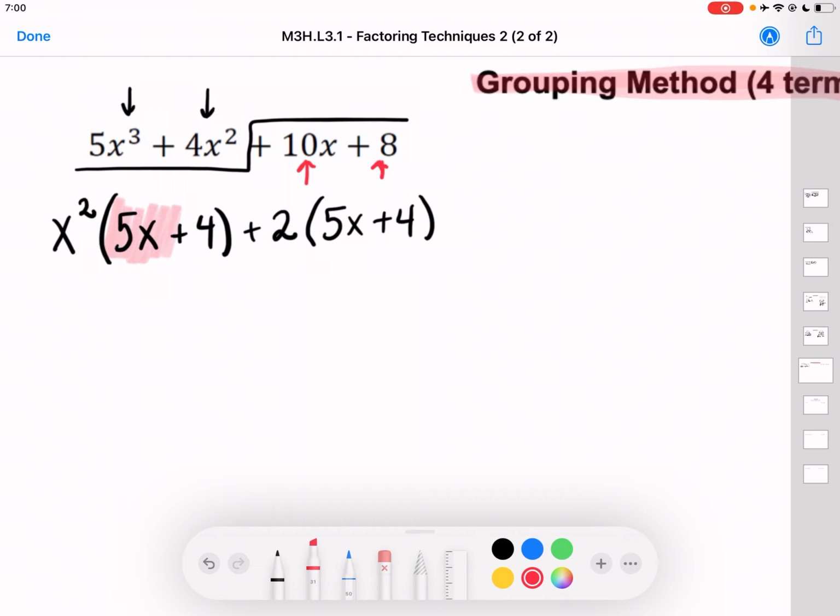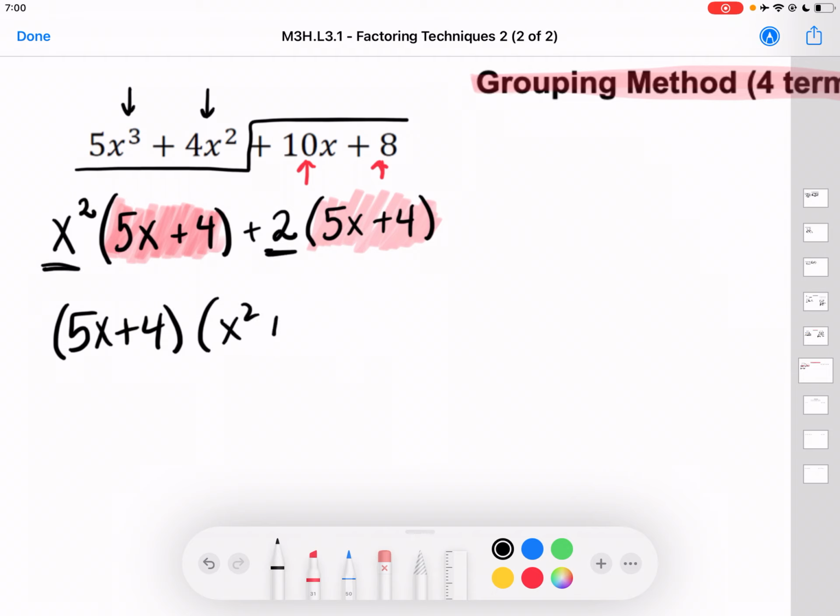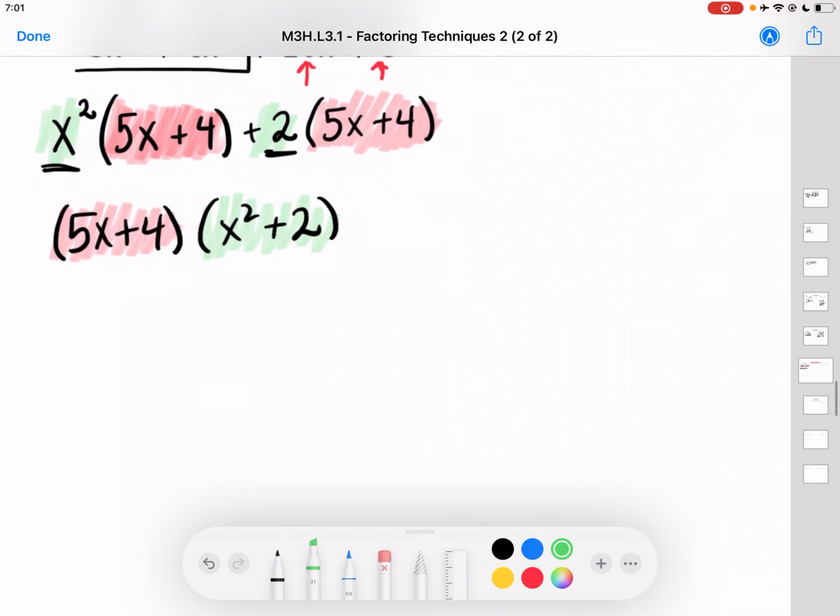And then grouping method makes you find your last greatest common factor, and it's based on the similar expression you get for both terms. So notice how both of them are multiplied by 5x plus 4. That means I can factor out a 5x plus 4, and you're left over with everything that's on the outside, so the x squared plus 2. I'm going to highlight that so it's a little more obvious what just happened. Oh, Christmas colors, hooray.